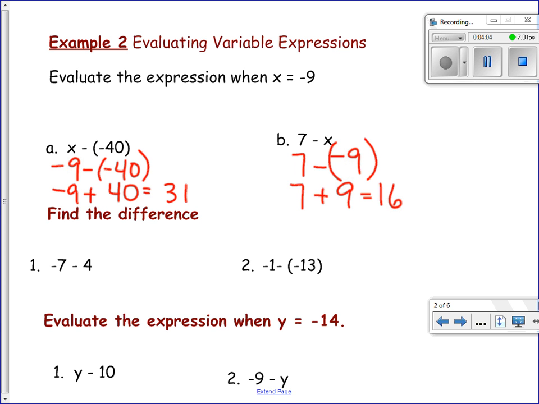Now, in these examples, we're going to find the difference. So we have negative 7, adding the opposite. Negative 7 plus negative 4 equals negative 11. Example 2, negative 1 plus 13, different signs. 13 minus 1 is 12, and it will be a positive.